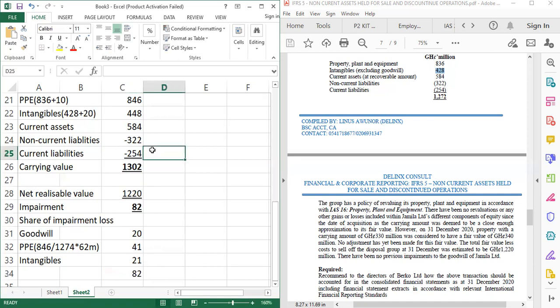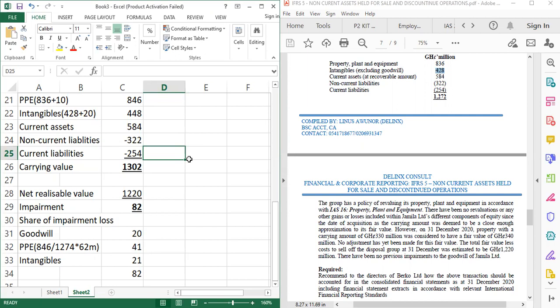So what will happen? They say you should show extracts. You show other comprehensive income for the gain, which is 10 cedis. You show your statement of profit or loss, and you show the total impairment, which is 82. Then you show the statement of financial position with the values after the impairment. So goodwill will no longer be there. Property, plant, and equipment will now be minus 41. Intangibles will now be the 428 minus 21. So you show the after-impairment figures: take the share of the impairment and subtract it from the original figure.